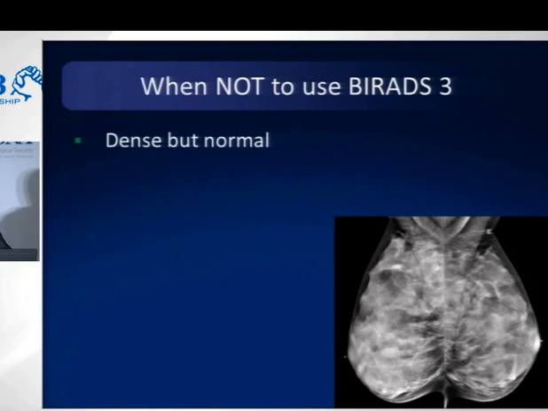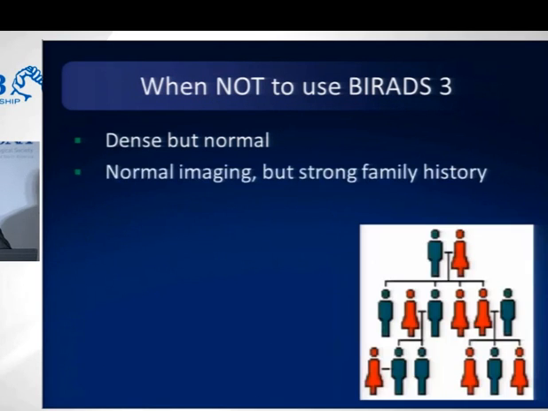The first is the patient who is dense but normal. So extremely dense breast, otherwise normal mammogram, but you know that could be hiding a Mack truck in there and you're nervous about it, so you want to bring her back in 6 months. And your report reads, normal mammogram, but recommend 6-month follow-up because patient is dense. There's no evidence in the medical literature that suggests that we are doing these patients any favors by bringing them back in 6 months when they have an otherwise normal mammogram, even if they have dense breast tissue.